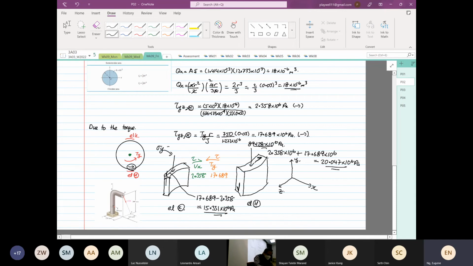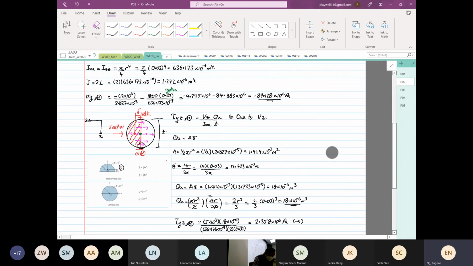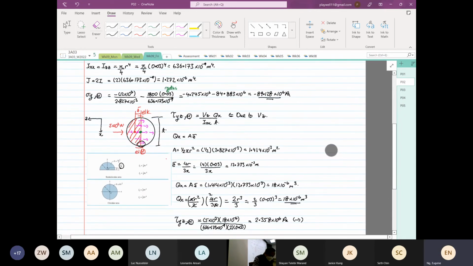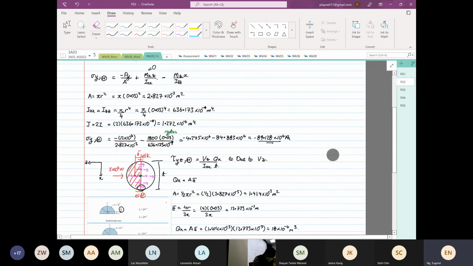Okay, we still don't know what this is. Okay, it's not that we don't know. Let's find out. So it will be equal to what? It will be equal to minus 4.245 times 10 to the power 6, right? Minus 4.245 times 10 to the power 6.